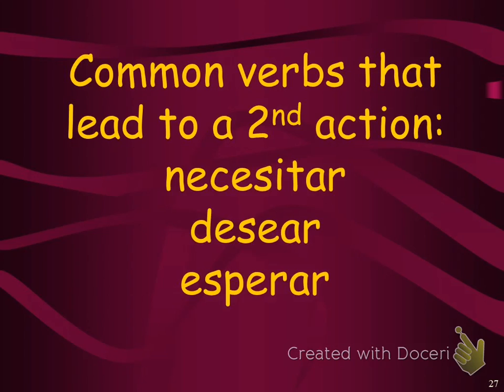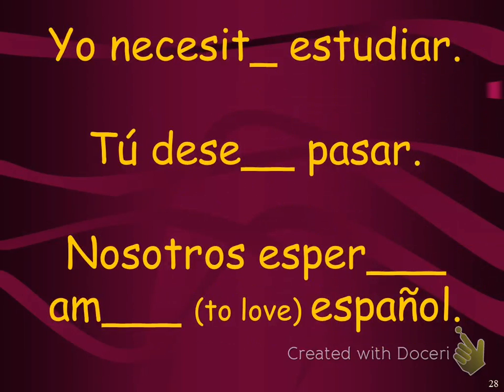So, a lot of verbs that are first verbs that commonly can lead to a second verb is I need to cook. I wish to dance. I hope to swim. Or whatever. So, for this, the first one. Yo what? Necesito. Okay? Look at the second verb, that the second verb there is not conjugated. What does that mean?